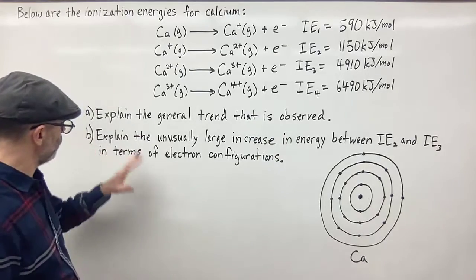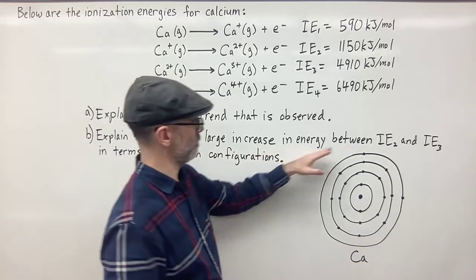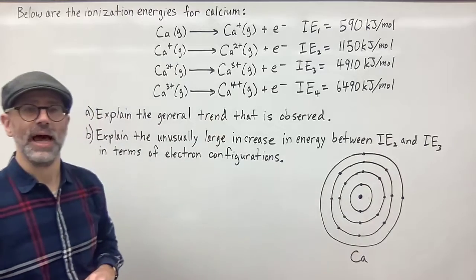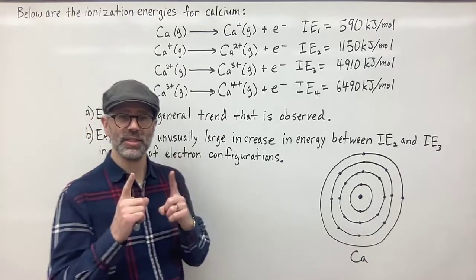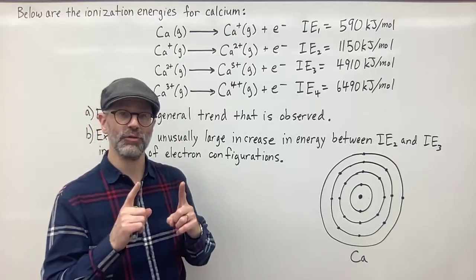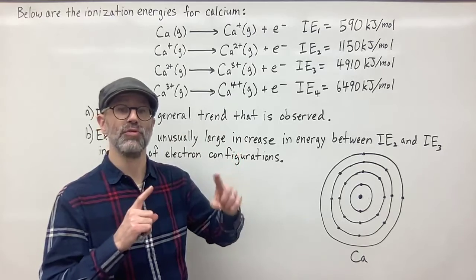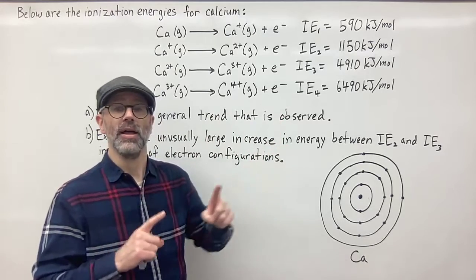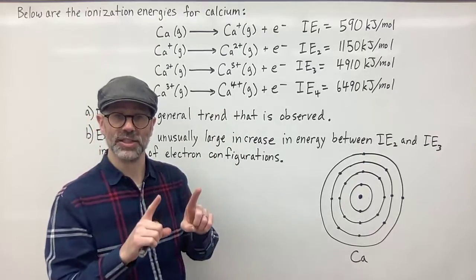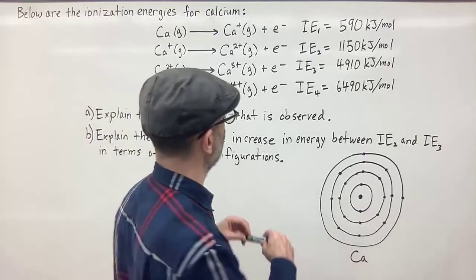Let's talk about part B. Explain the unusually large increase in energy between the second and third ionization energies. That means, why does it take a comparatively much larger amount of energy to remove that third electron than the second, compared to the other successive electrons that you're removing? So what do we mean by that? Well, look here.